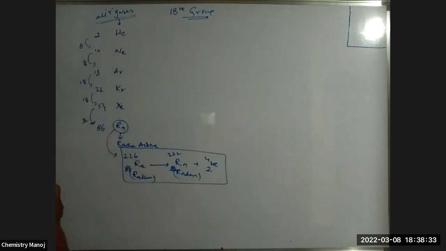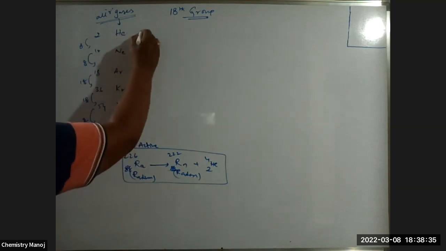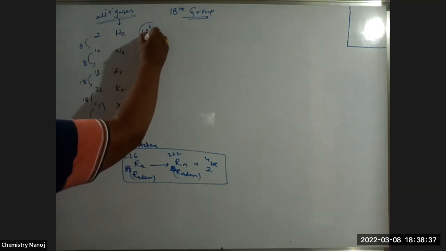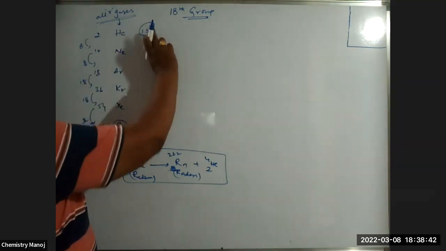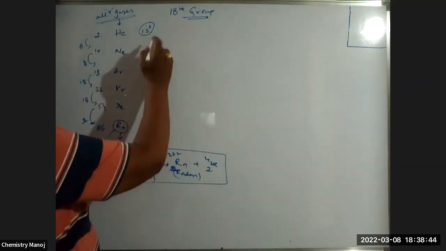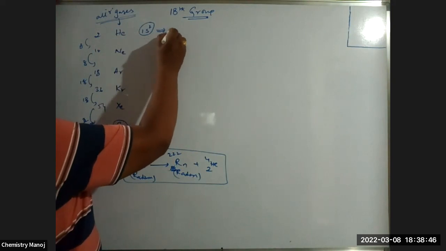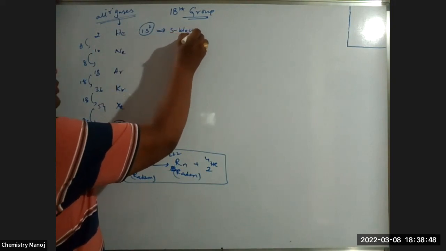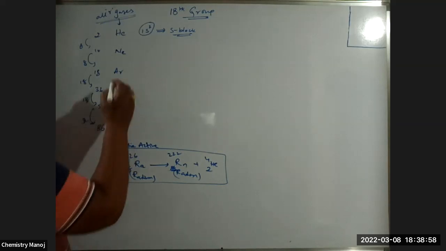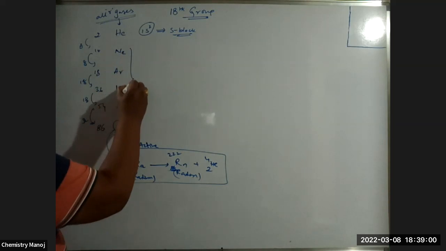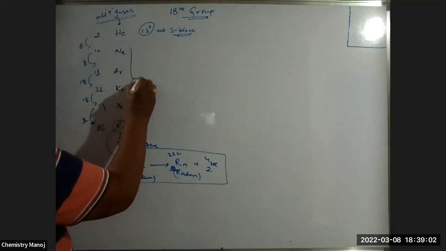Now the outermost electronic configuration. So helium has 1s2 electronic configuration. Boys, in this, the outermost electron, the differentiating electron, entered into the s orbital. That's why it is an s block element in your periodic table. Helium is an s block element, but appears along with p block elements, though it should be an s block element. Next, neon, argon, krypton, xenon, radon.